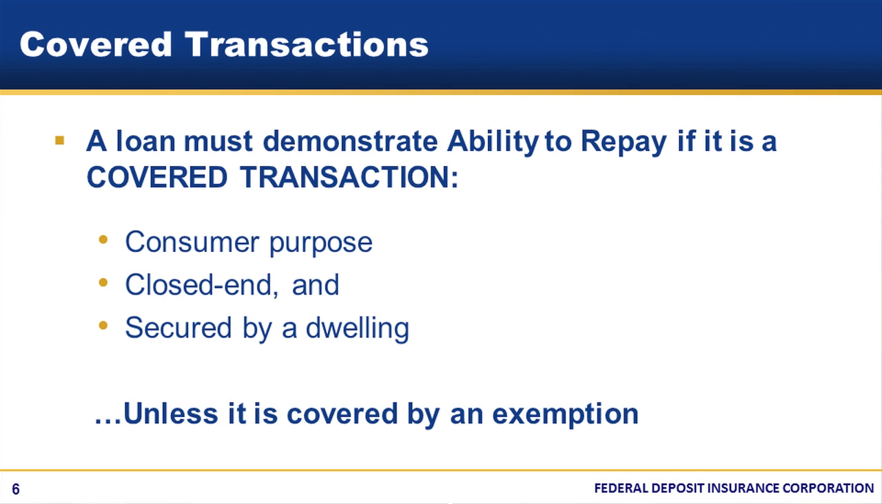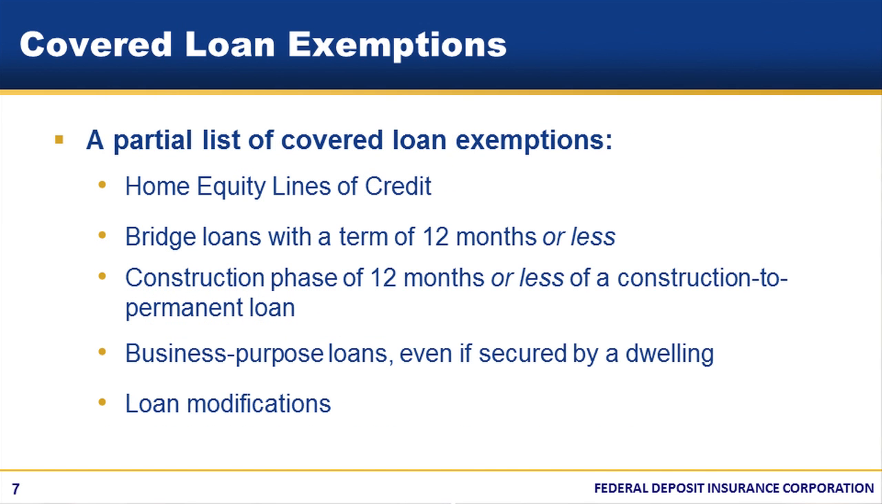There are several exemptions. We'll just mention a few of those exemptions that may be most relevant to community banks. Home equity lines of credit, or HELOCs, temporary or bridge loans with a term of 12 months or less, a construction phase of 12 months or less of a construction to permanent loan, business purpose loans, even if secured by a dwelling, and loan modifications, except in the rare case that a modification constitutes a refinancing under Regulation Z.